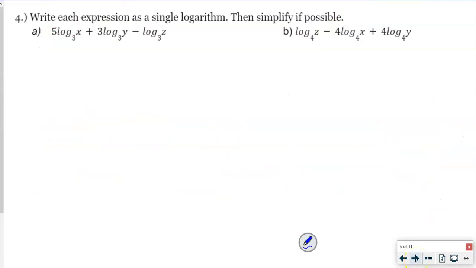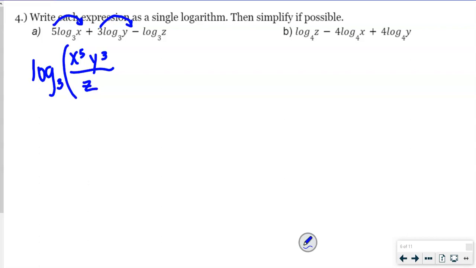All right, this one says write each expression as a single logarithm, then simplify if possible, okay? So this time we're going the opposite direction, aren't we? We're going to move our coefficient to be our exponent. So this is going to be log base 3 of x to the 5th, because that's what that becomes there, and then y to the 3rd, and then we've got the z on the bottom, because it's being subtracted.